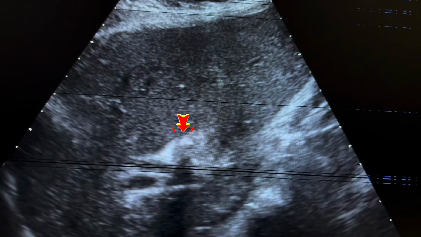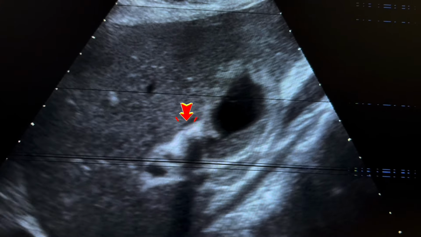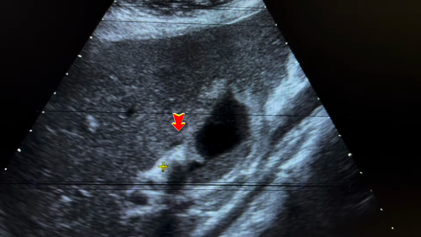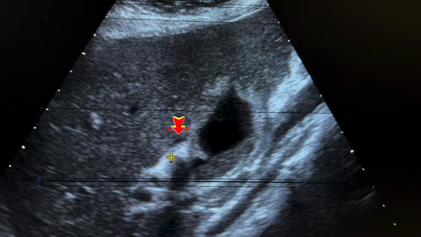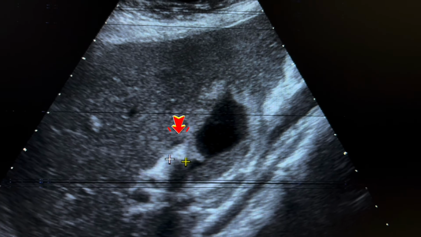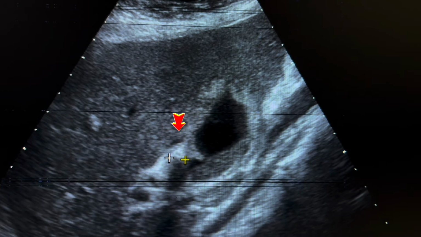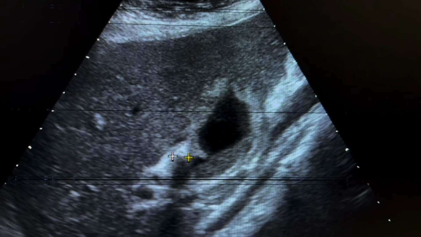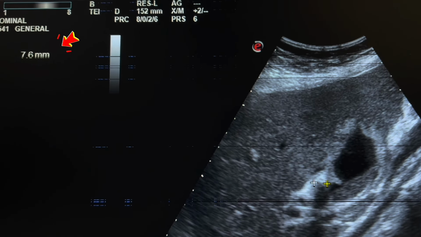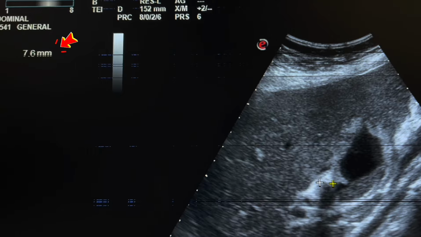Here we see the shadow of stone. This stone is difficult to scan. Now we will measure the size of stone. The size of stone is 7.6 millimeter.